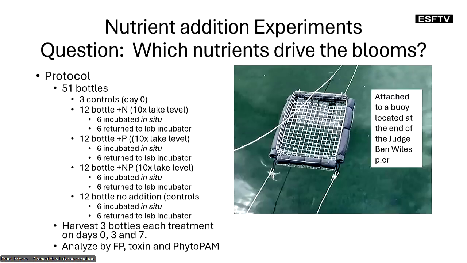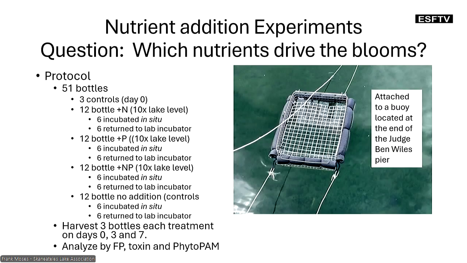So we really wanted to know what nutrients are driving the bloom. And the way we did this is that we would go out in the bloom and take 50 some odd bottles and fill them with lake water, and we would spike 12 of those bottles with 5 times the ambient concentration of nitrogen. We would spike 12 of those bottles with 5 times the ambient concentration of phosphorus, 12 of them with both nitrogen and phosphorus, and then 12 were left by themselves.